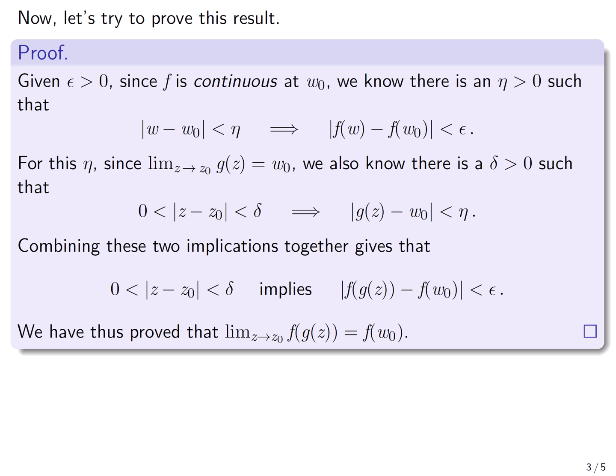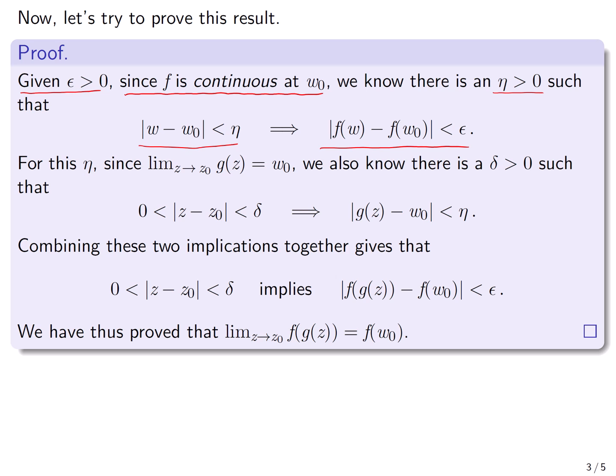So let's try to prove this result. It's a very interesting proof. What we're going to do is assume, given epsilon, and since the outside function is continuous at w naught, we know that there is an eta such that when the difference between w and w naught is less than eta, you can see that the difference between f(w) and f(w naught) is less than epsilon. It's because f is continuous at w naught.